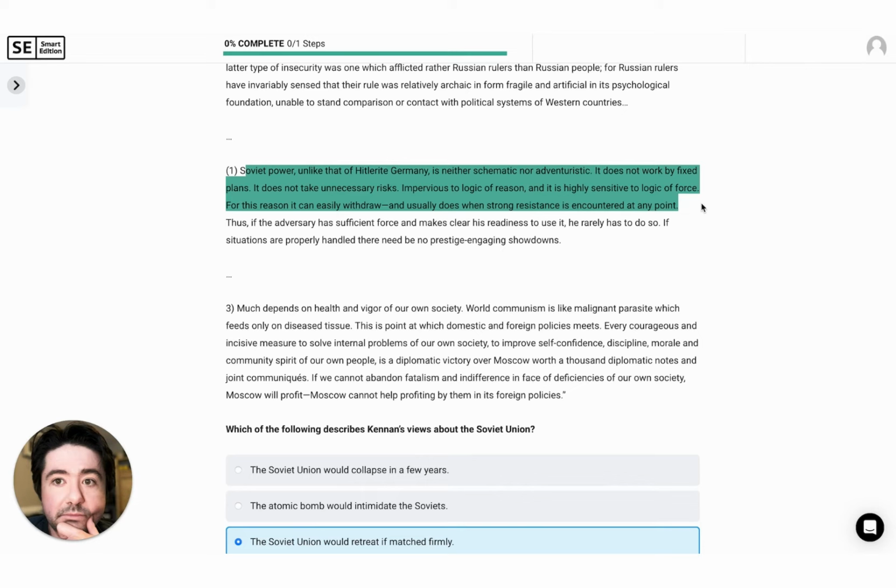He is arguing that the Soviet Union as a whole is less like a person making a rational decision and more like an animal in the wild. If it's aggressive and you respond with equal force, it's going to back down. Let's say a wild animal is attacking another animal, but that animal is strong, the attacker might run away. And that's what Kennan is arguing here. The Soviet Union will retreat if matched firmly.